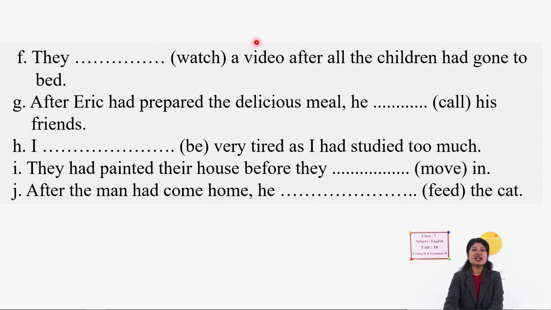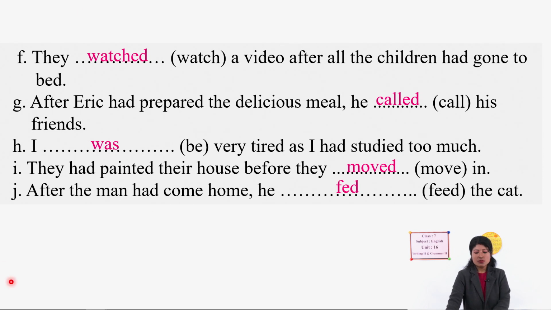Similarly, number F, they watched a video after all the children had gone to bed. What would be here? They watched, had gone to bed. Perfect tense is already there. Now, just past we need. Number G, after Eric had prepared a delicious meal, he called his friends. Number H, we have to use the be form, past form of be is was. Very tired as I had studied too much. Number I, they had painted their house before they moved in. Finally, number J, after the man had come home, he fed the cat.